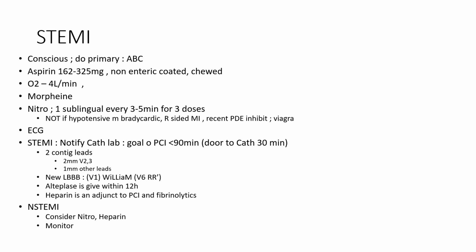You can also diagnose STEMI with a new left bundle branch block, and remember how you see that is in V1 and V6. If anyone remembers the acronym WiLLiaM, L is for left bundle branch block, and W and M kind of mimic the ECG waveforms. So you'll have an R and an R prime in V6. Watch out for that for new left bundle branch blocks. It doesn't always look like a perfect M, but you'll have 2 spikes in the R wave on V6.